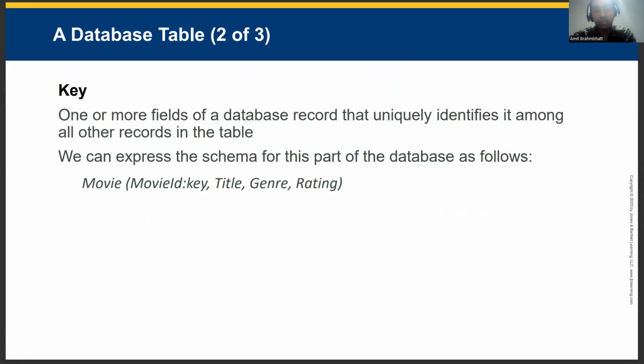Here, this slide explains that a key can be one or multiple fields that uniquely identify a record. The schema example, movie ID, which is a key, and title, genre, rating are the other fields in the table, shows how the structure is formally described. Schemas define what data is stored and how it must be formatted, which keeps the database consistent across all users.